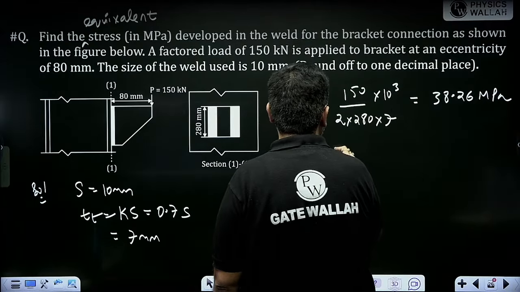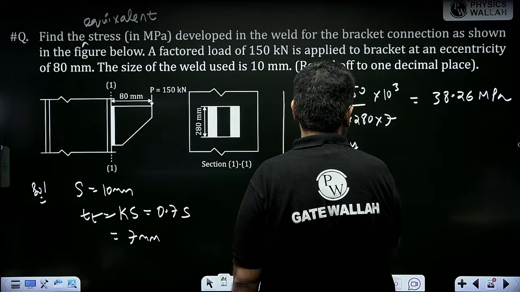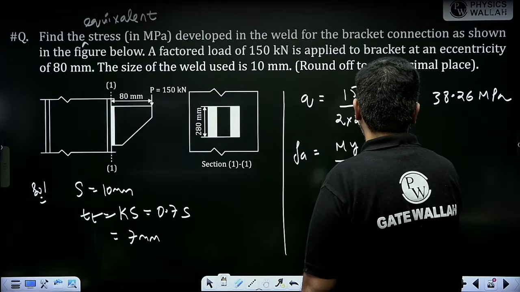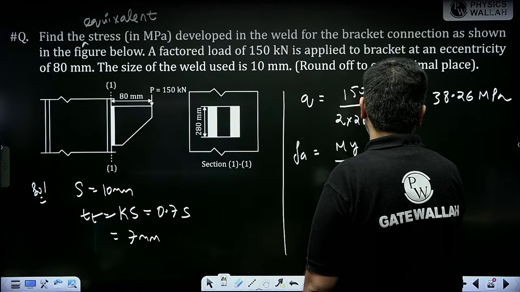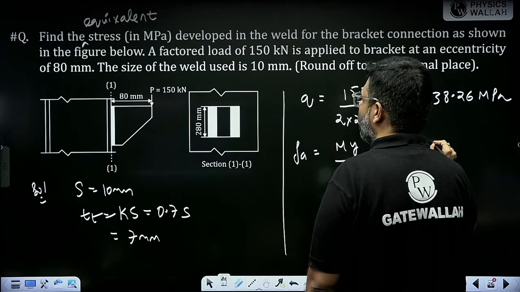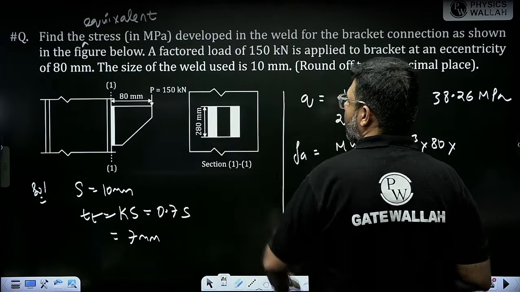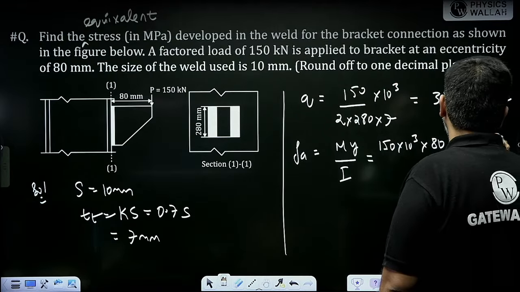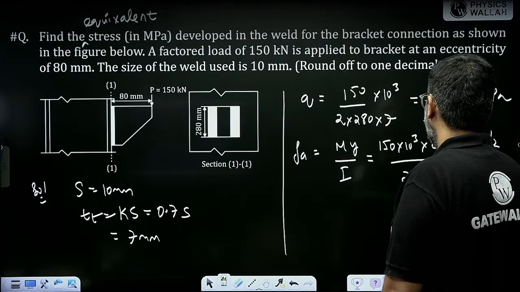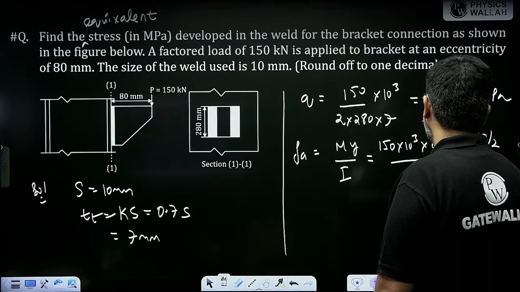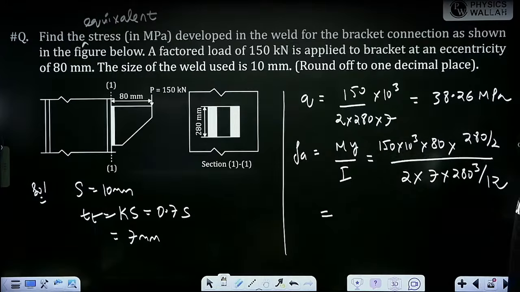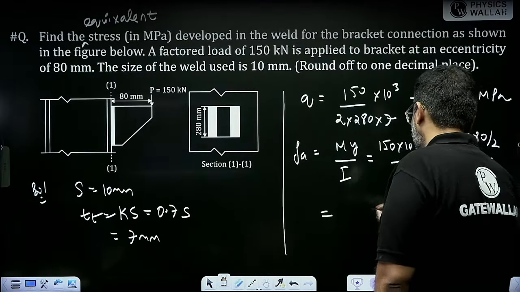Fa is equal to M into y upon I. Moment is 150 into 10 raised to power 3 into eccentricity is 80. Y is how much? 280 by 2 upon 2 into TT, 280 cube by 12. So how much are you getting Fa? That is axial stress. 65.6 MPa.